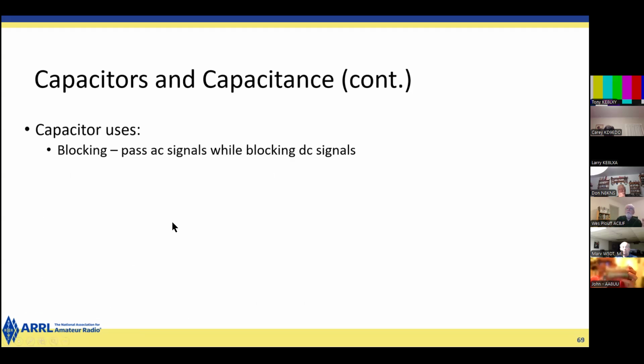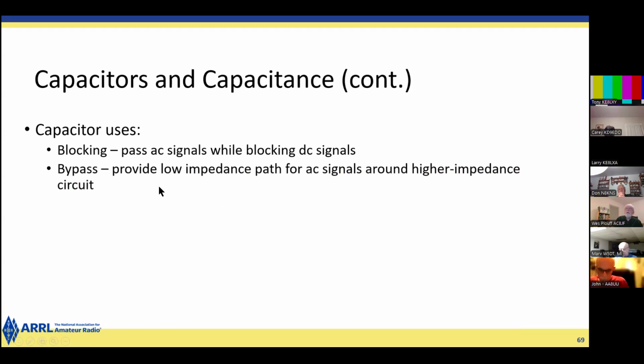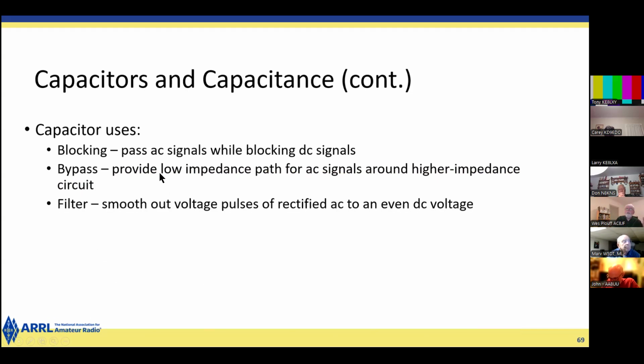So what are they used for? They're used to block DC signals while passing AC signals, and that's called blocking. They're used to provide a low impedance path for AC signals around a higher impedance circuit. Bypassing also means sometimes you want to shunt radio frequency signals to ground so that they don't travel farther in a circuit.